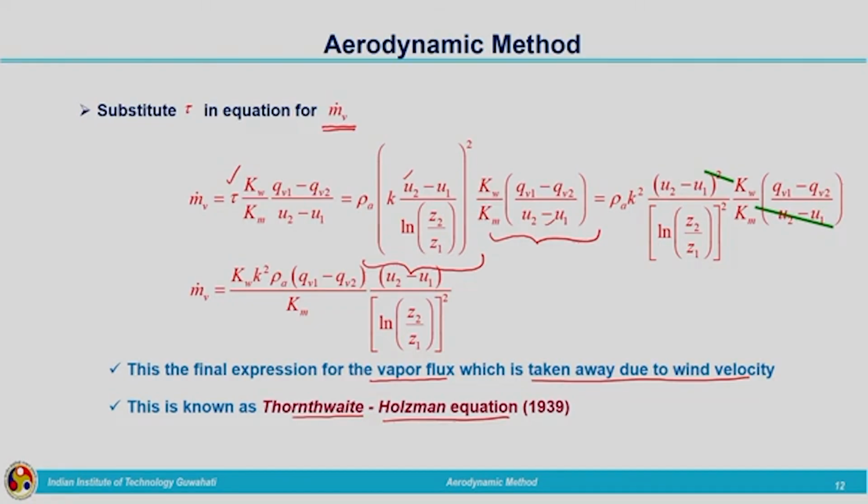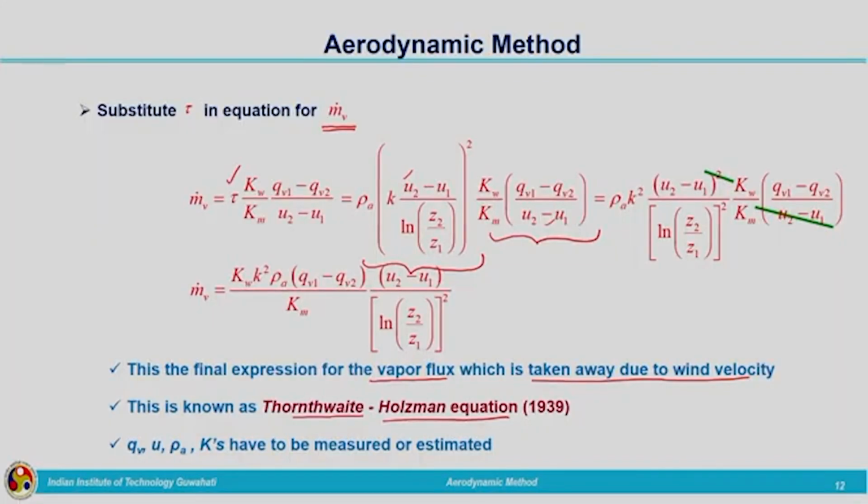So, this equation is based on the aerodynamic method. The equation which is derived based on the aerodynamic method is termed as the Thornthwaite-Bolton equation. Now, we have different terms, right? QV1 and QV2, that is the specific humidity at levels Z1 and Z2. And different Ks are there; these things have to be measured or estimated.